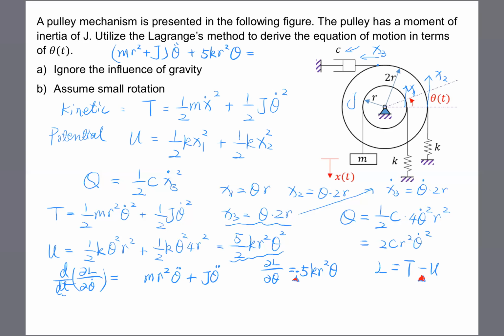On the right-hand side, you should have minus partial Q, partial theta dot. That's going to give you minus 4c r squared theta dot. These terms should be placed on the right-hand side of the equation. So it becomes 4c r squared theta dot. Eventually that's going to be our equation of motion.